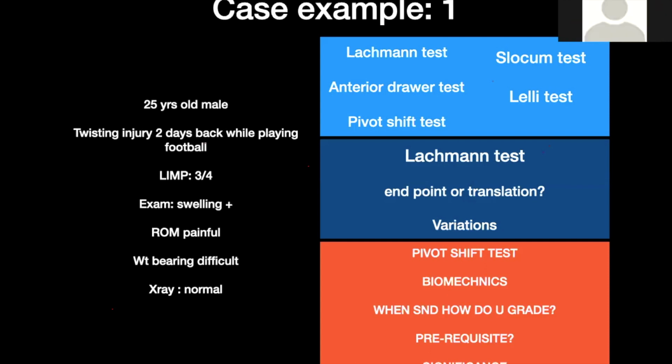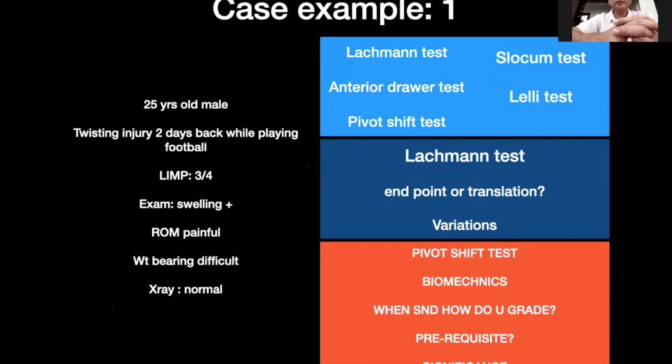Sir, how important is it to elicit this test in OPD, or does it have to be reserved for OT? Definitely important, because this will give me a criterion to decide whether this patient requires ACL reconstruction or not. How, sir? Because it shows the instability. The instability is the main cause for ACL reconstruction rather than the pain.